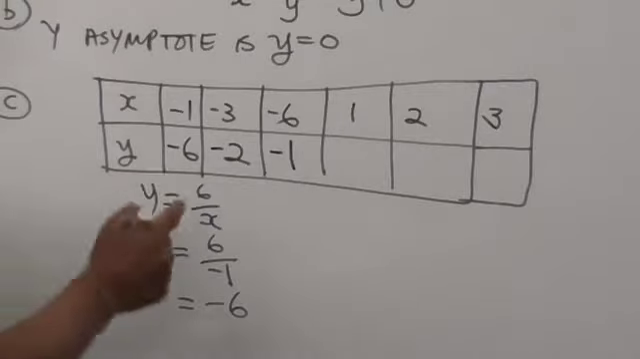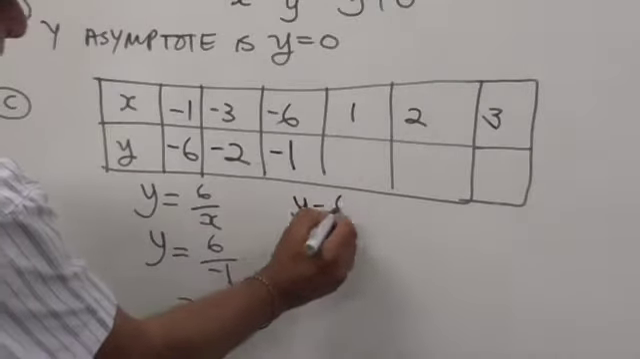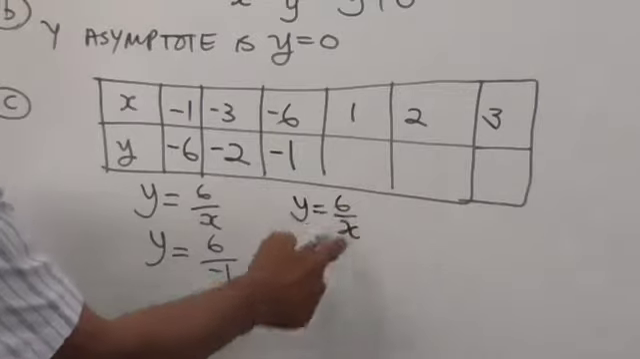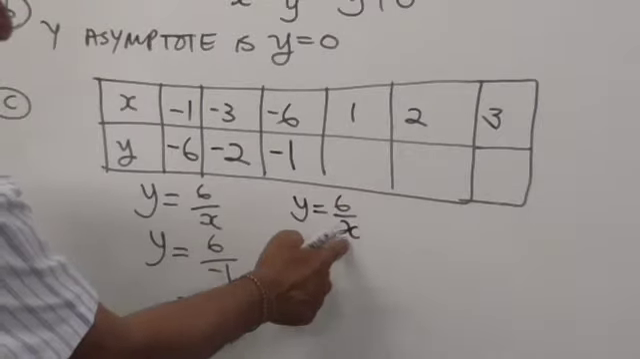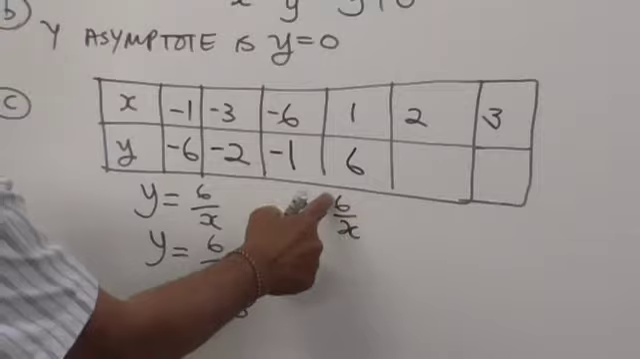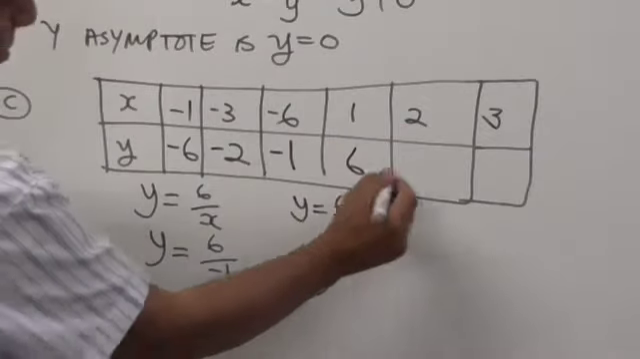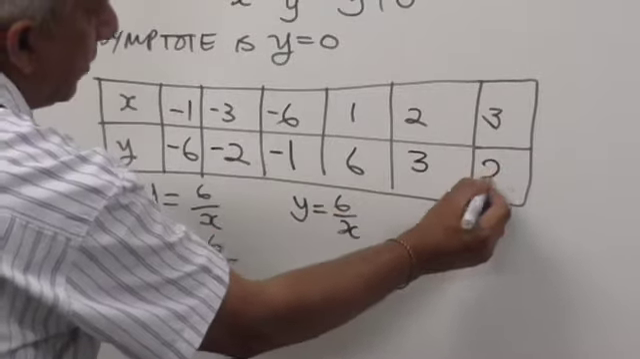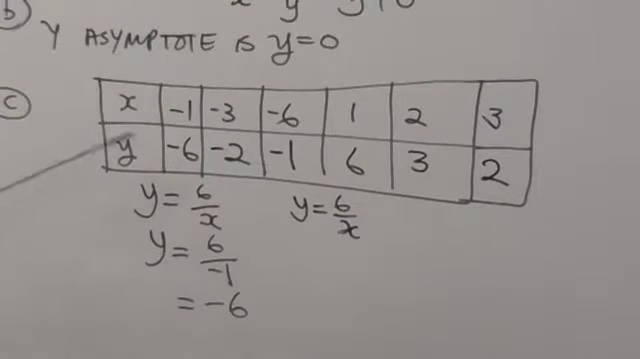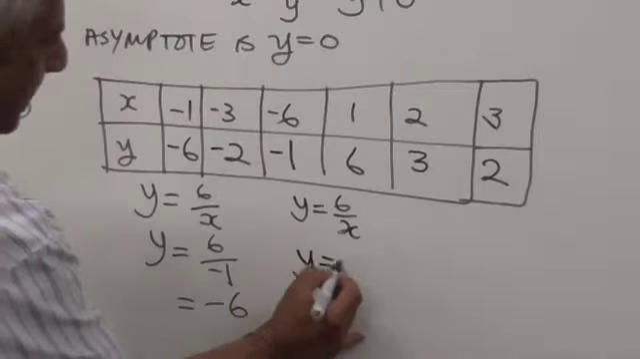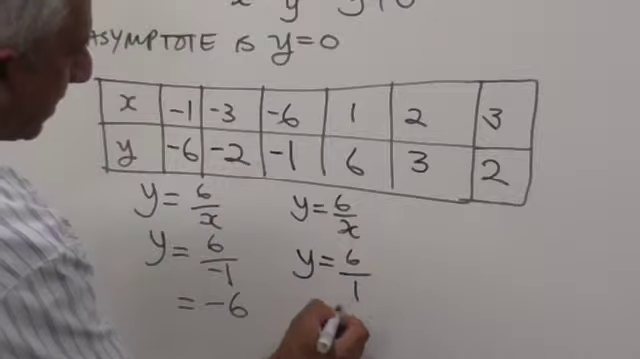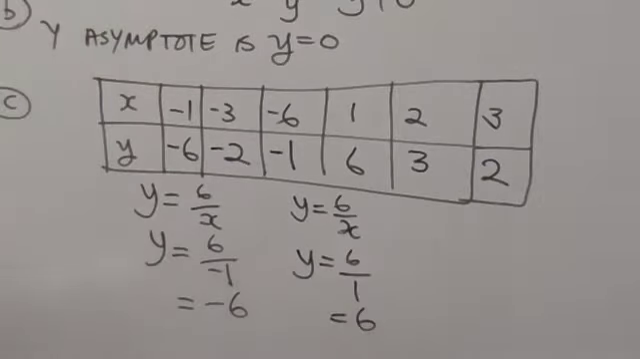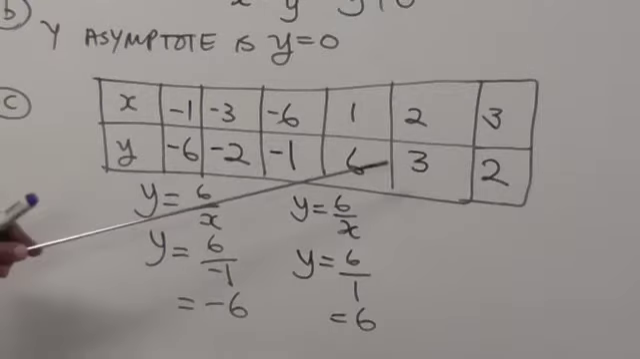Right, next part. Then you're going to take y is equal to 6 over x. You're going to divide by 1. 6 divided by 1 will give you 6. 6 divided by 2 will give you 3. 6 divided by 3 will give you 2. So those are your ordered pairs. I'll just do one here, 6 divided by 1 gives you the answer 6. So here are the ordered pairs that you're supposed to have found.